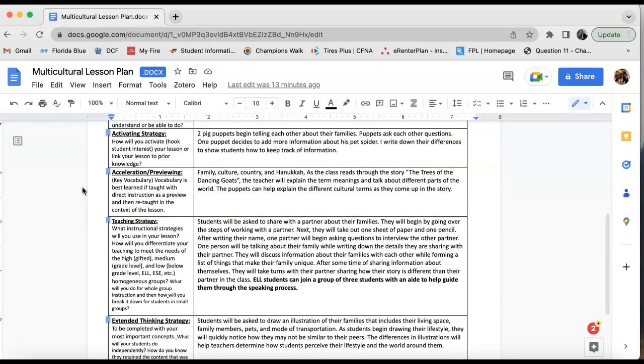For my vocabulary, I will use words such as family, culture, country, or holiday words such as Hanukkah or Christmas. As I read through the story, I can use the puppets to help explain the different meanings as they come up throughout the story.